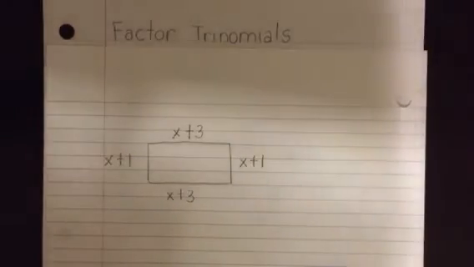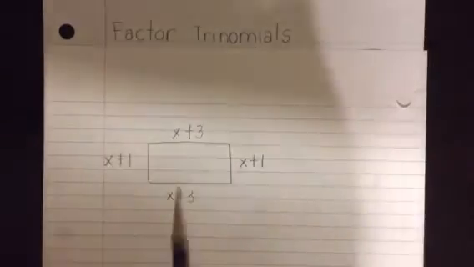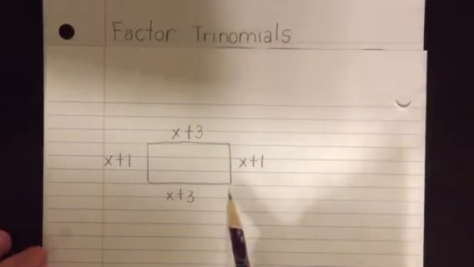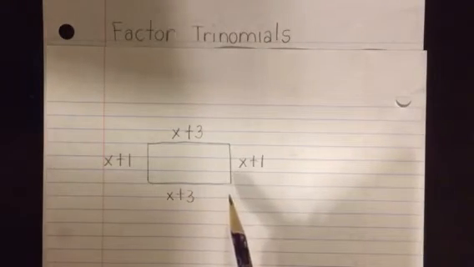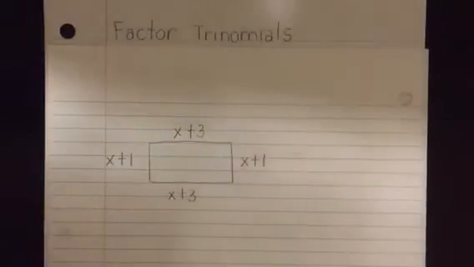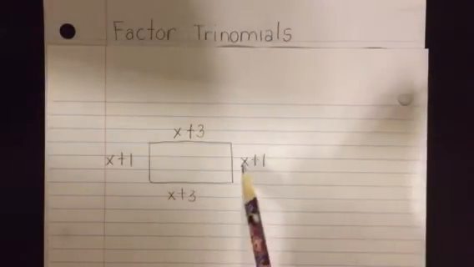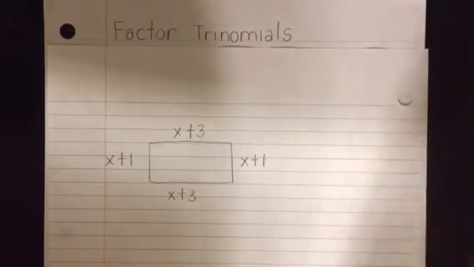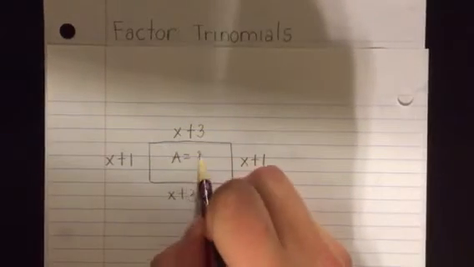Today we're going to be talking about factoring trinomials, but before we begin that, I need to refresh your memory on something we've done a little while ago. So recently we talked about given a rectangle, and if you have the length is x plus 3 and the width is x plus 1, how would you find the area?